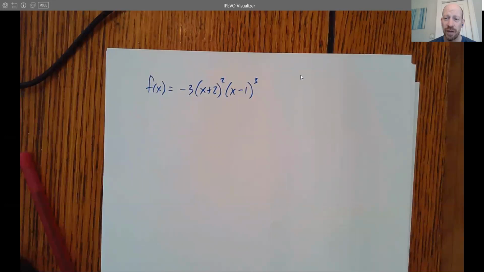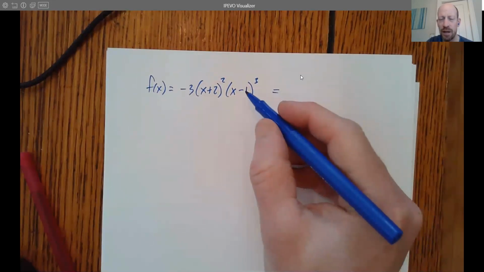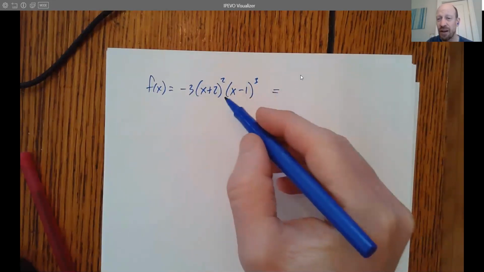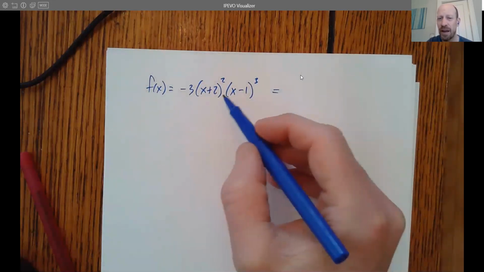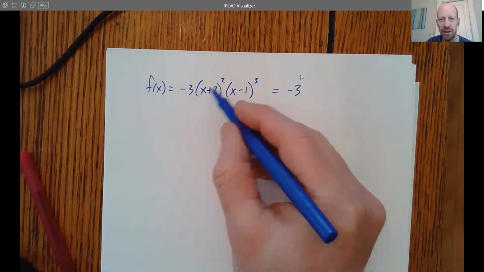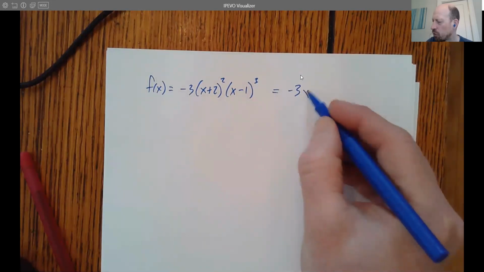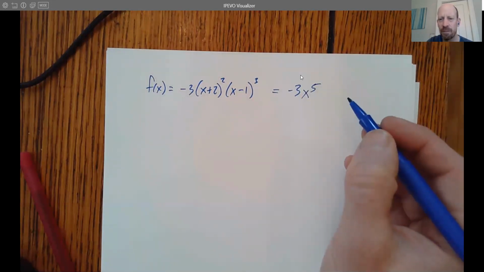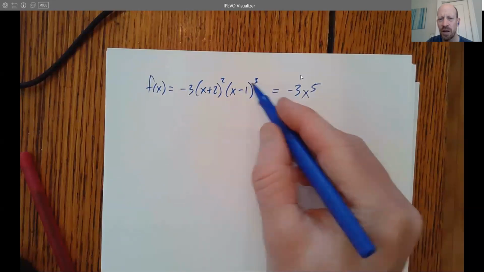I like to first figure out the end behavior. In order to figure out the end behavior, I need to figure out what the largest degree term would be if I multiplied everything out. So I can see there'd be a -3, and then there'd be an x squared times an x cubed. So there'd be a total of x to the 5th. Okay, and that's because this is an x cubed piece and this is an x squared.